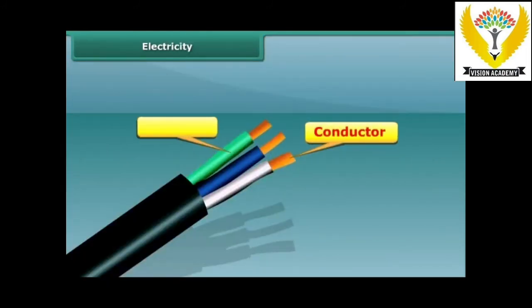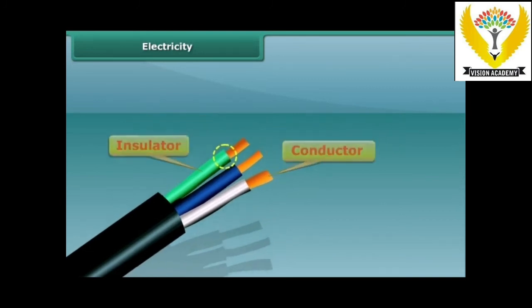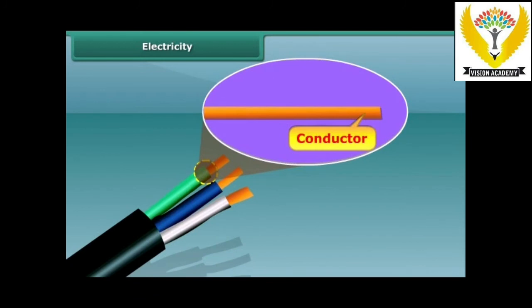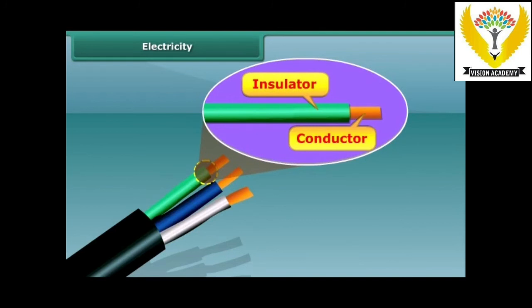Both conductors and insulators are important while using electricity. The conductors like copper or other metallic wires are used for electric supply, but at the same time, these metallic wires are coated by insulating materials like plastic or rubber for safety.